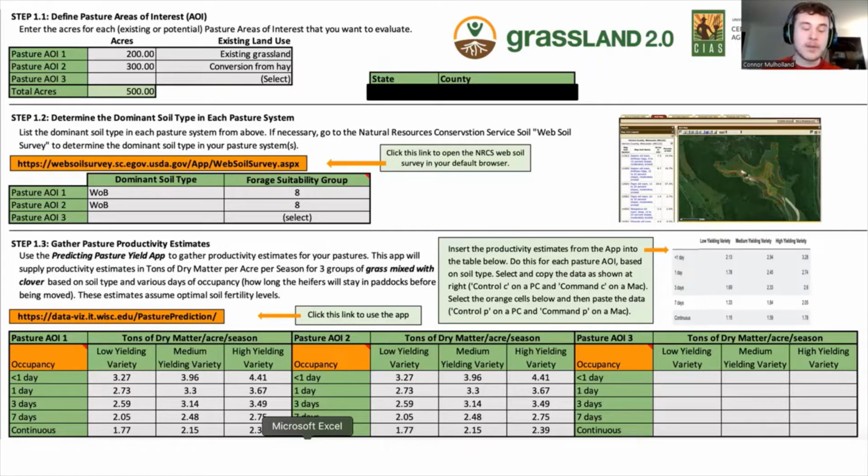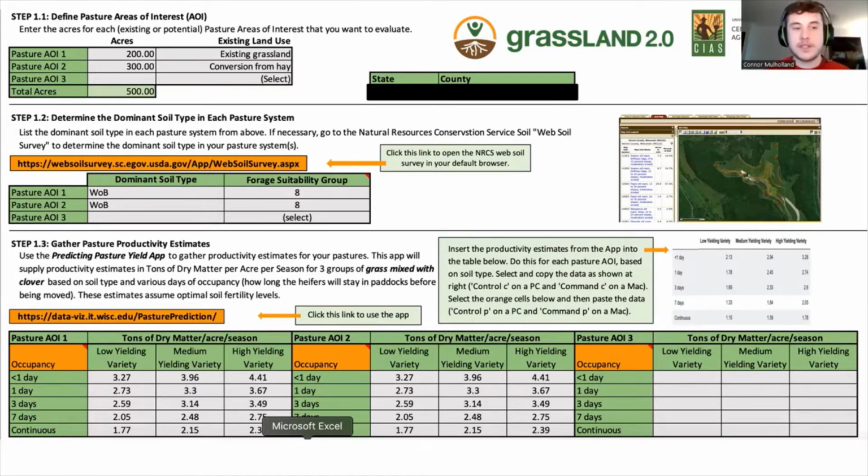So as you can see in the tables in 1.3, you have a different productivity based on your occupancy period. Thus, following basic managed grazing theory, the more you move your animals, the more you will get off of your land. So either you go find your soil type, use the app, and get an estimate of what your pasture productivity could be for the farmer, or you have a pretty good context going in and you know the forage suitability group that also corresponds with a certain productivity of dry matter per acre per season.